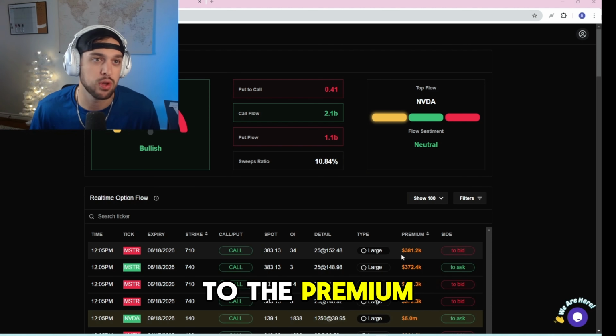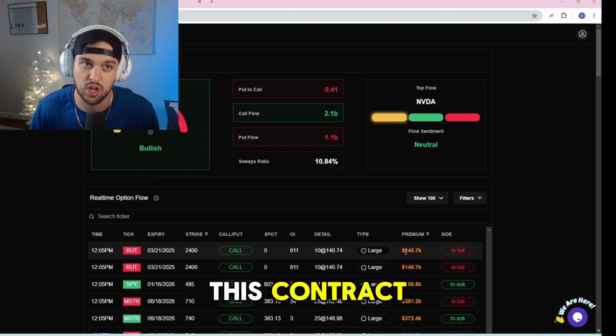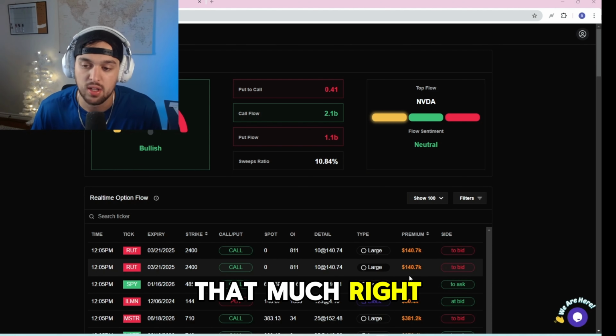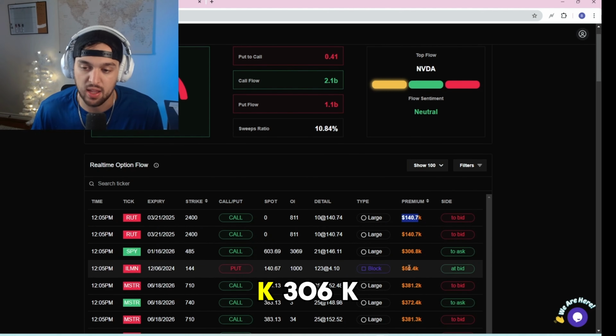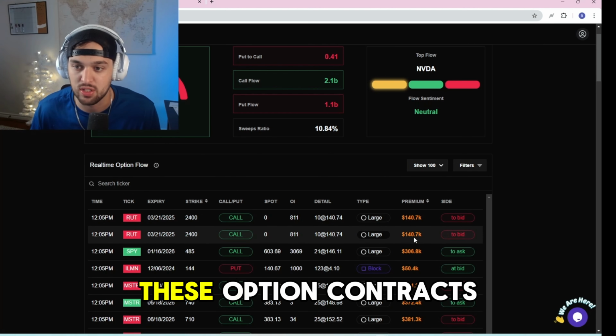Now moving on to the premium. This is very self-explanatory. Premium is just how much money they're putting into this contract or selling for that much, right? So 140K, 306K. This is how you can see how much money they're putting into these option contracts.